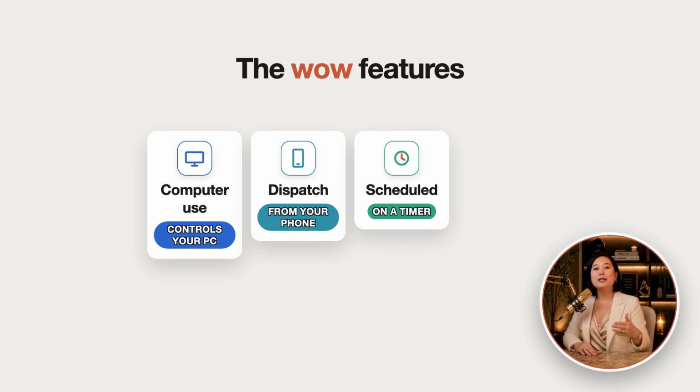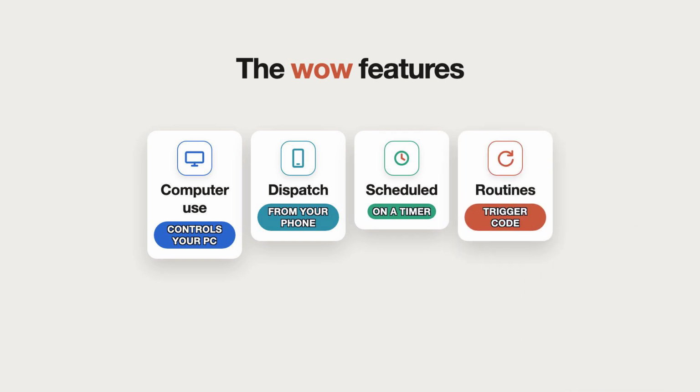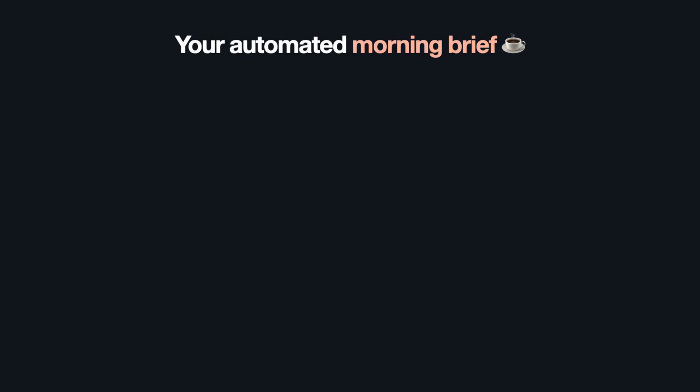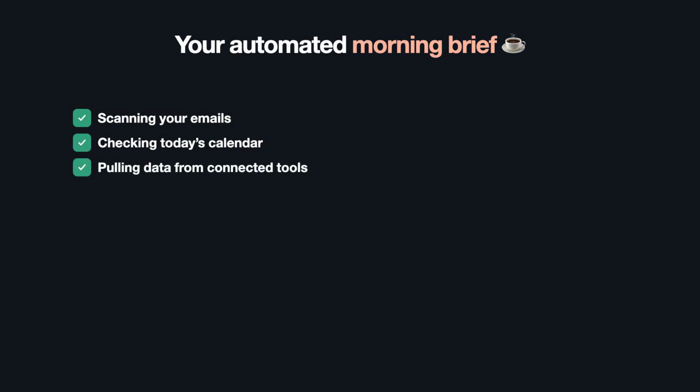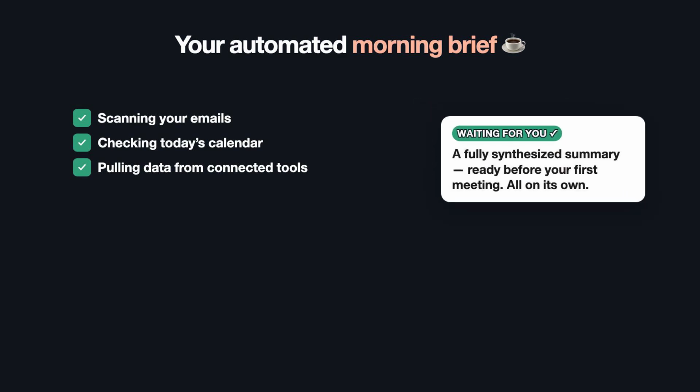Third, scheduled tasks. This lets you put Cowork on a timer. Here's my favorite example: the automated morning brief. You set it up once on a schedule. So while you're still pouring your coffee, Claude is already scanning your inbox, checking your calendar, and pulling the numbers from your connected tools. By the time you sit down for your first meeting, a full synthesized summary is just waiting for you, and you didn't lift a finger.